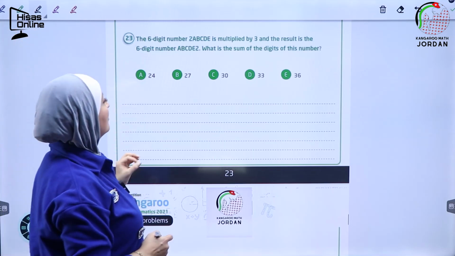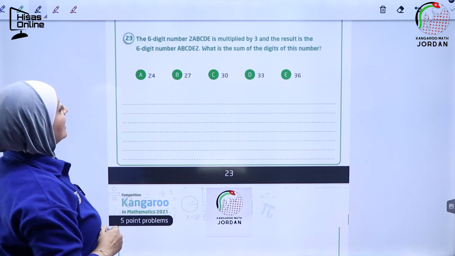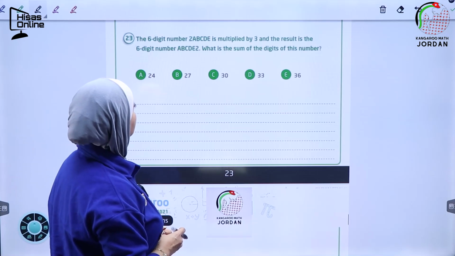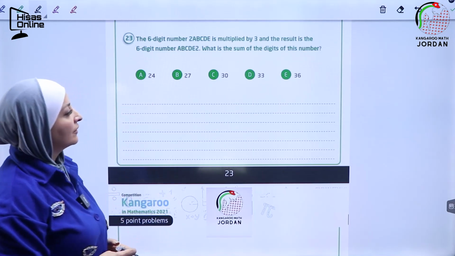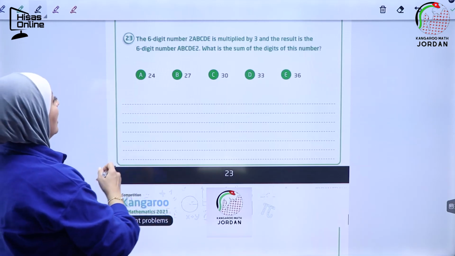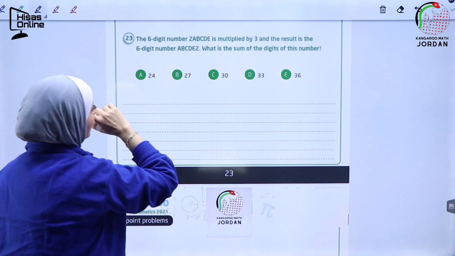The 6-digit number 2ABCDE is multiplied by 3, and the result is the 6-digit number ABCDE2. What is the sum of the digits of this number? First of all, I will write what this is. Let's write it here.